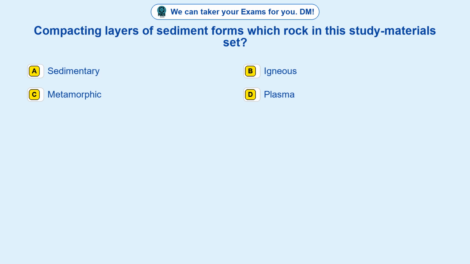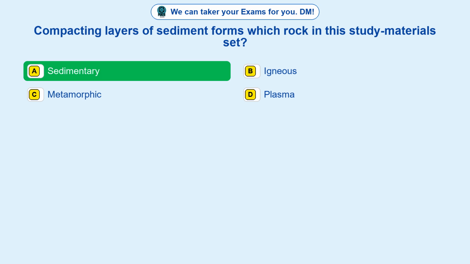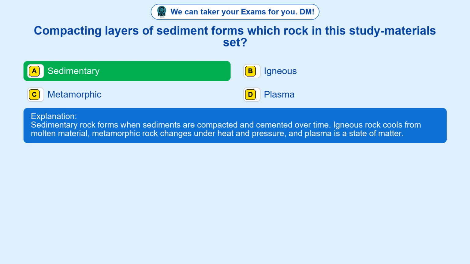Question 85. Compacting layers of sediment forms which rock in this study materials set? Option A, sedimentary. Option B, igneous. Option C, metamorphic. Option D, plasma. The correct answer is option A. Sedimentary. Sedimentary rock forms when sediments are compacted and cemented over time. Igneous rock cools from molten material, metamorphic rock changes under heat and pressure, and plasma is a state of matter.